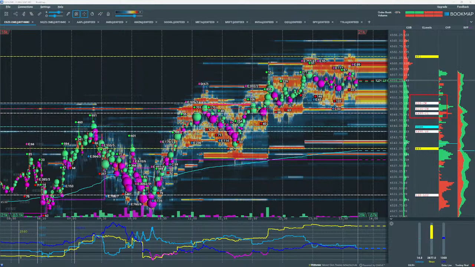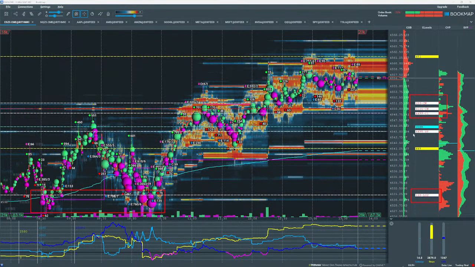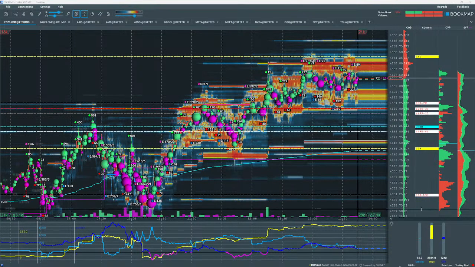So I have SPX levels and also SPY levels. Here's the SPY 448 level that somewhat acted as support this morning. Here's the upper daily expected move for ES. ES trading above that. All right, so those are the levels that are in play for today.